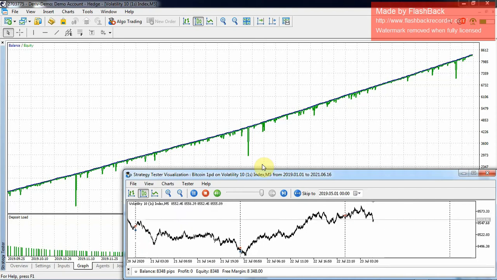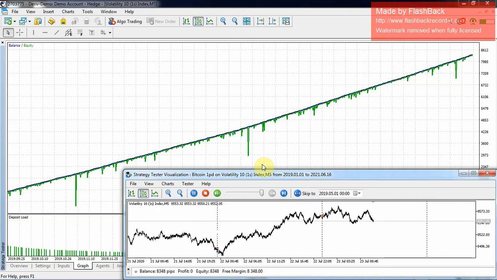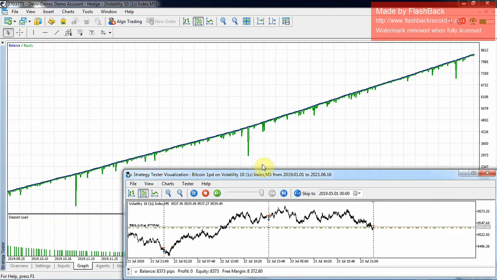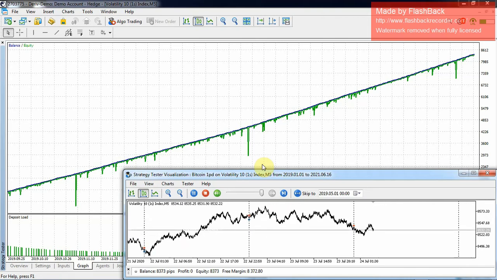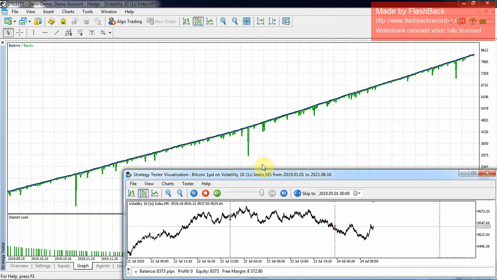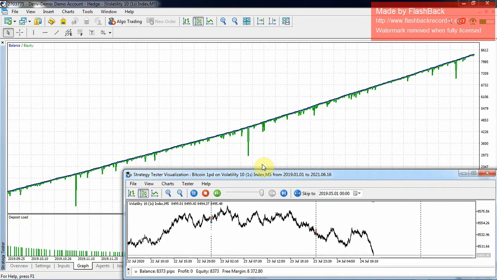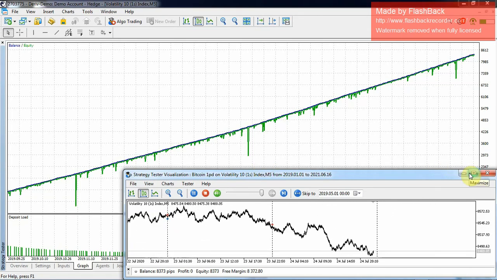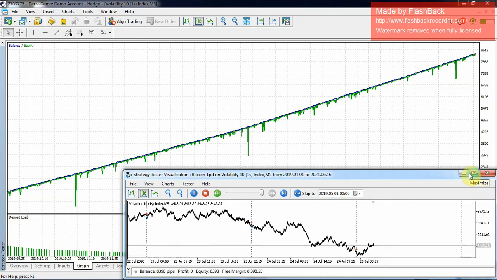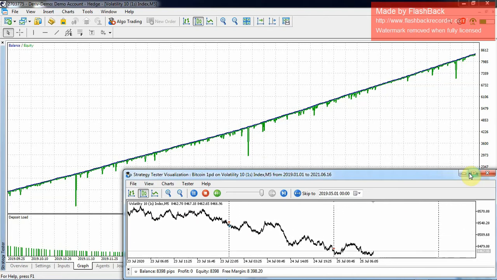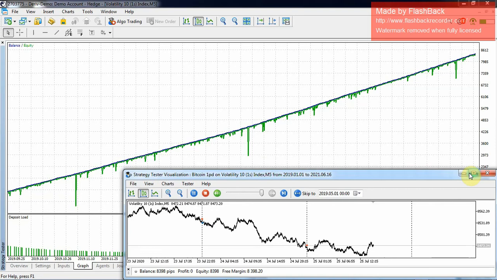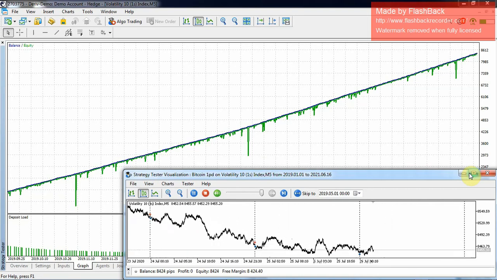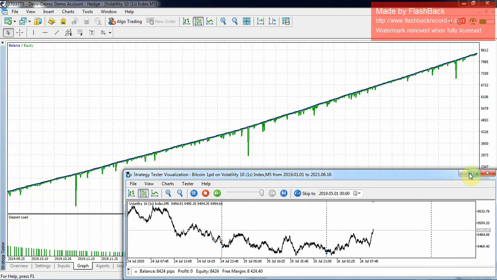We are up 8k on a fixed lot size. As I mentioned, on a strategy tester we cannot increase the lot size, but in real time you will be increasing your lot size as you trade. So in real time we could have made more money than 8k, probably, if we are compounding the profits in real time and increasing the lot size.